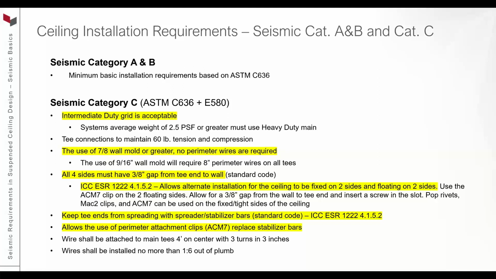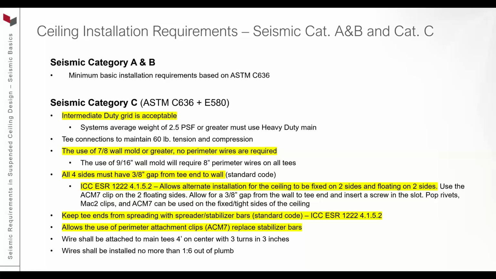Next, you need to keep the T ends together, or tie the T ends together with a spreader bar or stabilizer bar. And then there is an alternate installation using a perimeter attachment clip, or what USG calls ACM7, which will allow the installer to replace stabilizer bars with this clip. And so USG has been approved per ICC to allow for an alternate installation in category C, where two sides will be fixed or attached to the wall, and then two sides will be floating or loose with a 3/8 inch gap. So we can start to see how that breaks down in the next two slides.